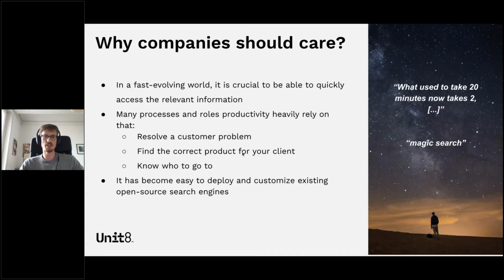And then there are many processes where companies can benefit from that. So you want to be able to find the correct products, so you need to find them according to some criteria or keywords. You want to find the relevant people in your organization. So all of these things can benefit from having a good specialized search engine.